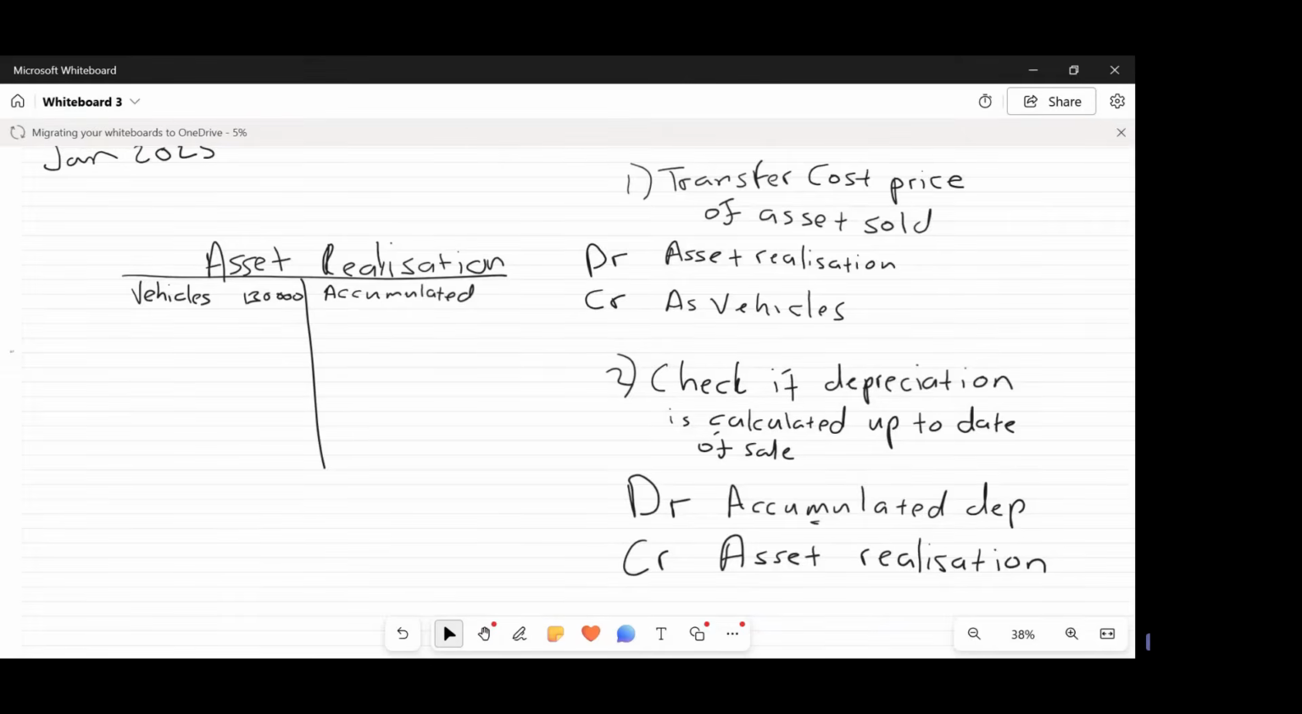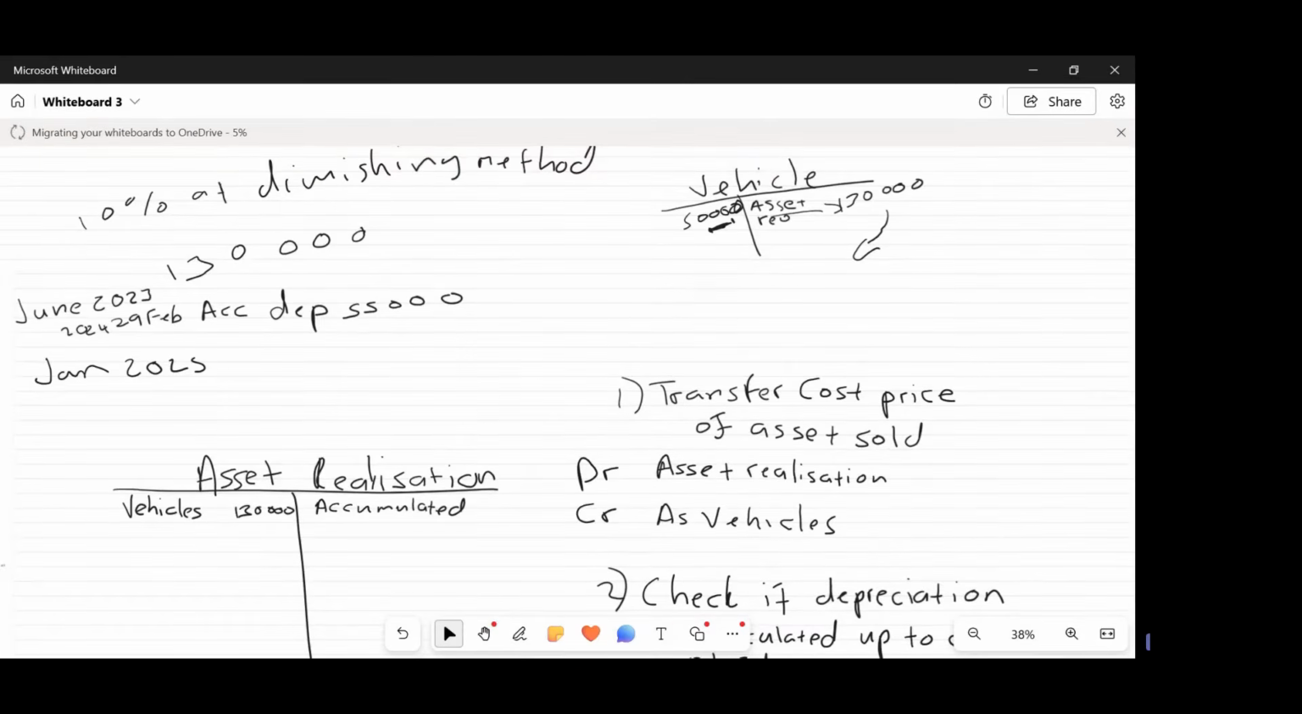But since we haven't calculated it up to date of sale, you now need to calculate it. So you say 10%. We know that we have two types of depreciation methods that we deal with in accounting. We have the cost price method, which is basically percentage times cost price times N over 12, where N is your months. And then we have the diminishing method, which is your percentage times open bracket cost price minus accumulated depreciation close bracket times N over 12, which is the period.